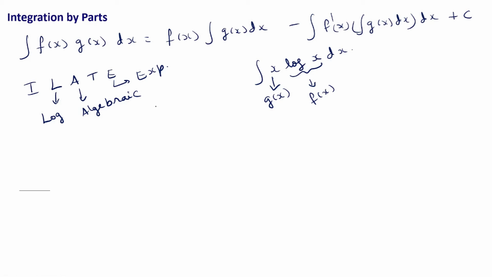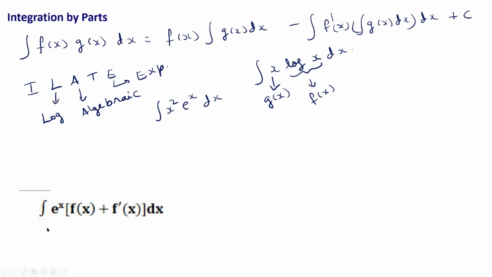Now let us take another example, say x square e raised to x dx. In this order, we can take the first function as the algebraic function, which is x square, and the second function as the exponential function e raised to x. So we can take f of x as x square and g of x as e raised to x, and we can use this integration by parts formula and find the integral of this function. So this is with respect to integration by parts.